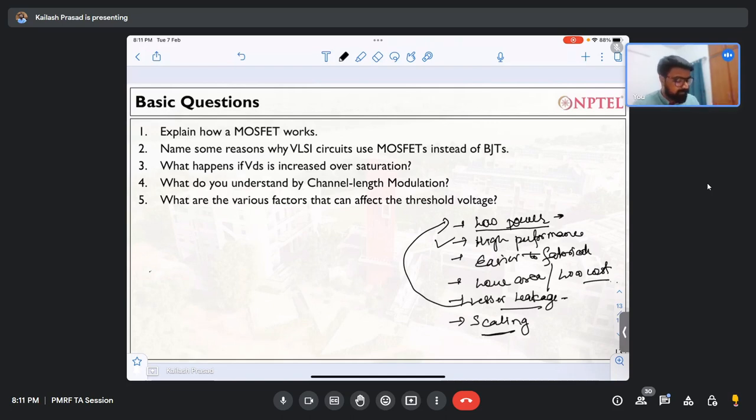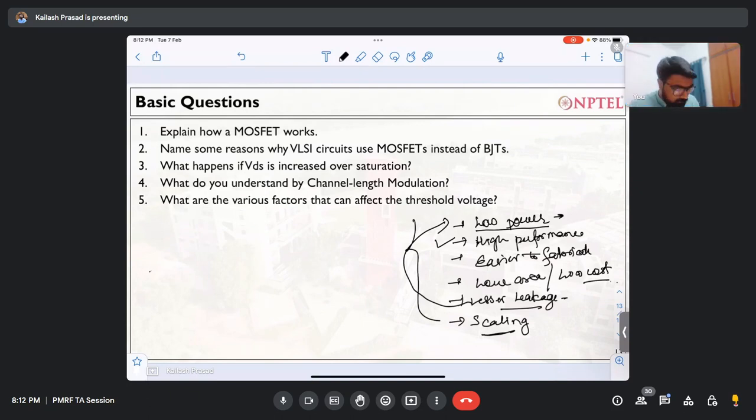I think we have enough points. So, okay, this is well and good. Now moving to the third question. What happens if VDS is increased over saturation? VDS is the drain to source voltage I'm talking about. And if I have achieved the saturation, what is the condition of saturation? Anybody wants to tell me for a MOSFET?